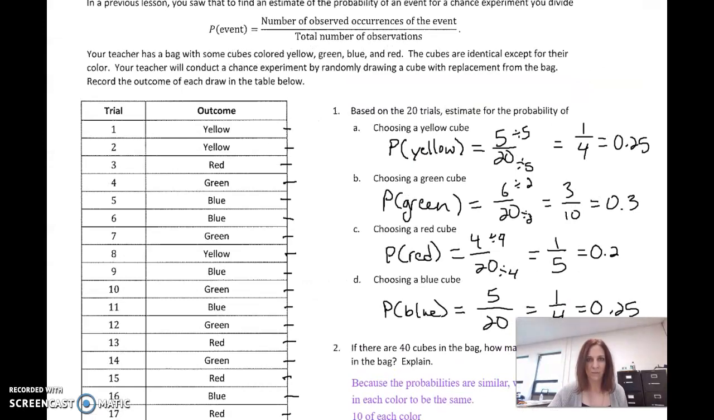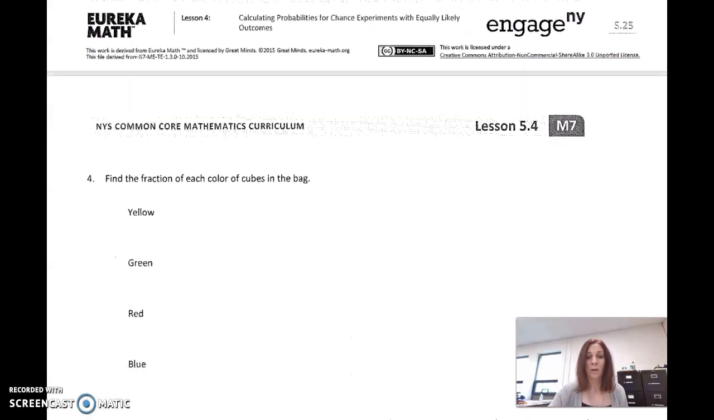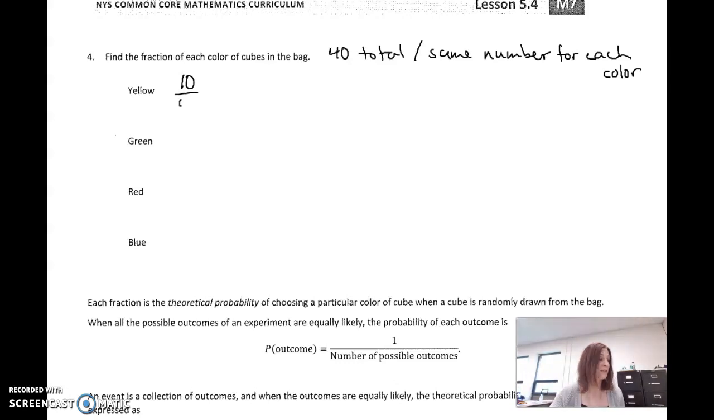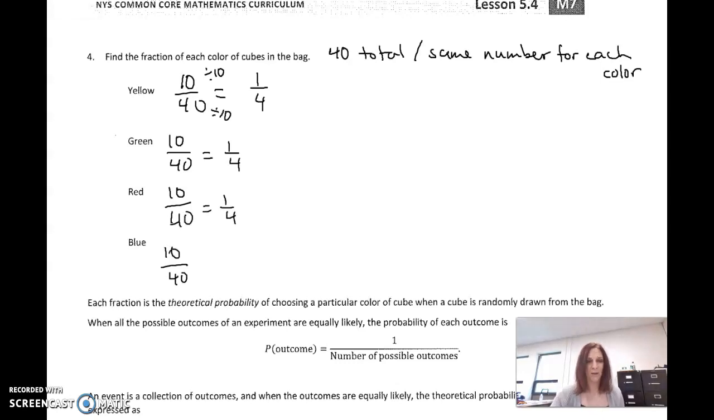Does it tell us how many? Let's say there's 40 total, and there's the same number for each color. So if we're going to break up 40 into equal amounts, there would be 10 yellow. 10 out of 40. Well, 10 out of 40, if you divide top and bottom by 10, you get 1/4. How many green? Well, 10 out of the 40, which is 1/4. How many red? 10 out of 40, which is 1/4. And guess what? Blue, 10 out of 40, which is 1/4.